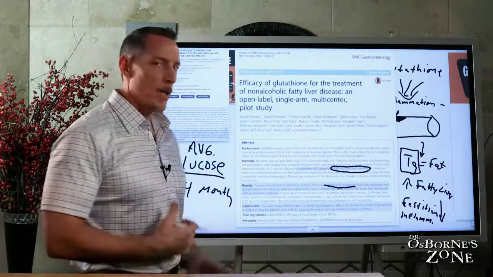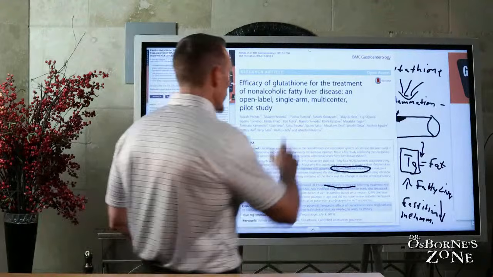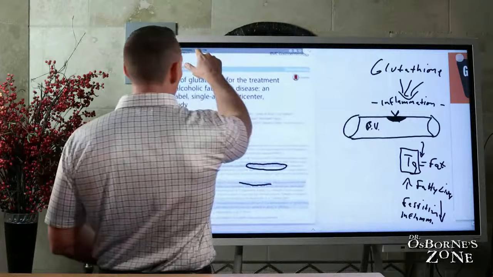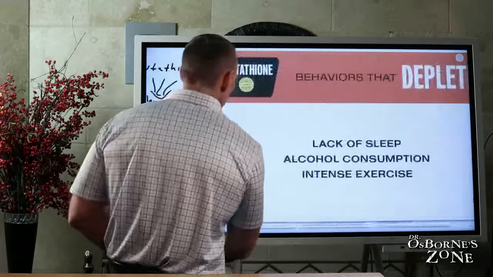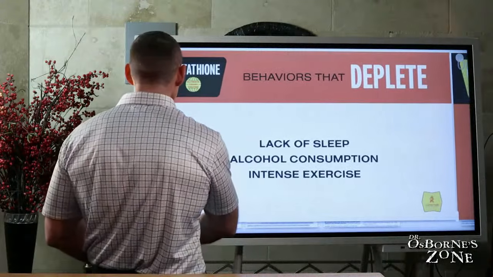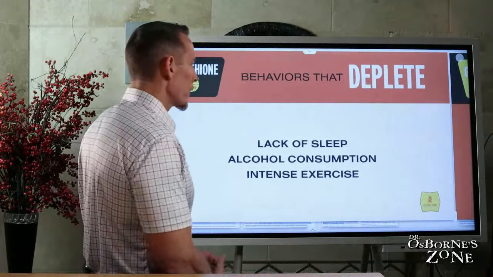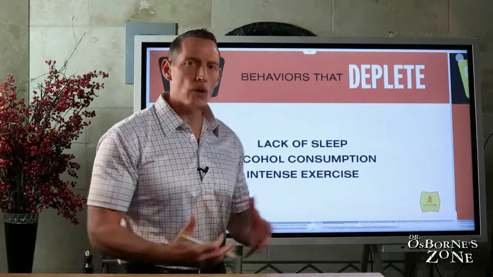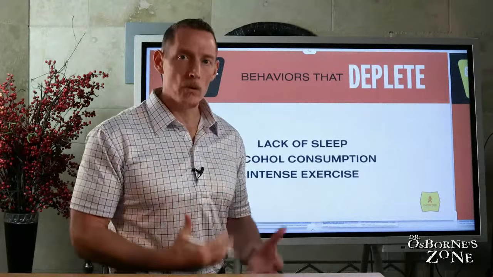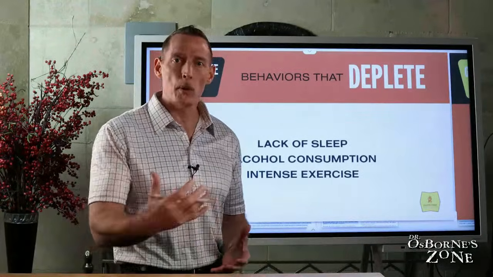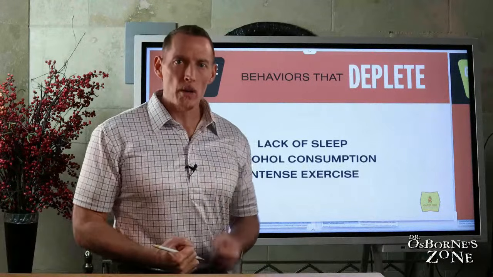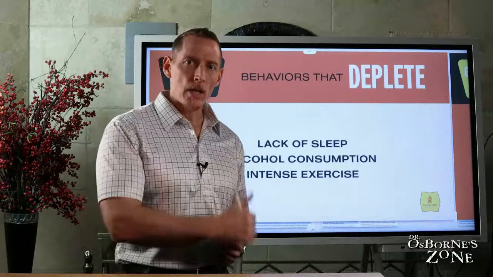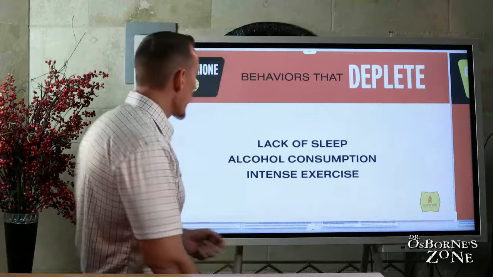Again, glutathione has a very anti-inflammatory effect, and the suspicion is that's why it works. All right, moving on here. Let's talk about why you might have a problem with glutathione. There are certain behaviors that will reduce your body's ability to make glutathione, because remember, your body can make glutathione if it has those 3 amino acids. That's the cysteine, the glycine, and the glutamine.